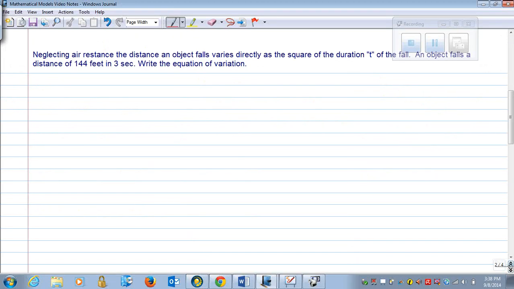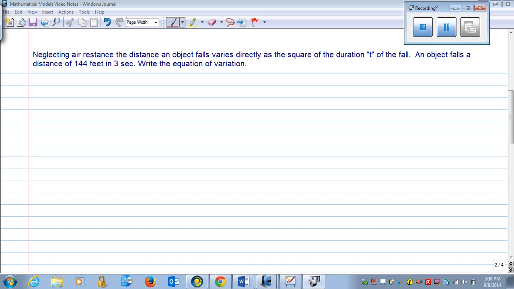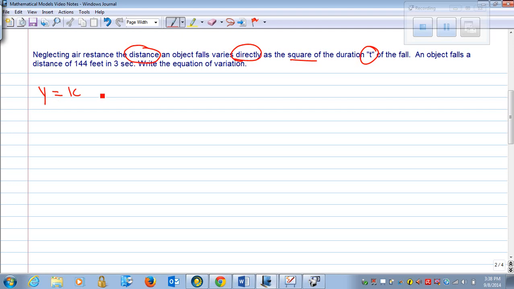First example, read this problem here. Neglecting the air resistance, so ignoring air resistance, the distance an object falls varies directly as the square of the duration, and they're going to call the duration the time t. I'm going to circle the things that are important. So let's just write it up as a regular. It's direct, so you know it's right next to. They all start with y equals kx.